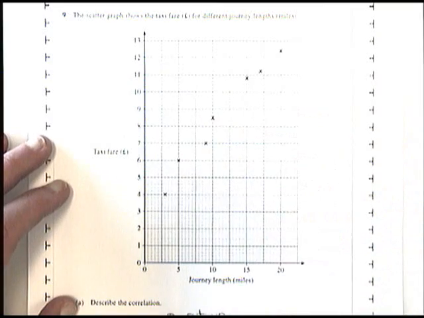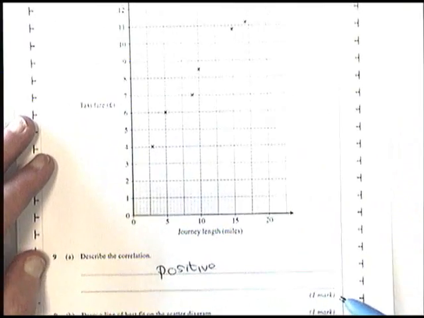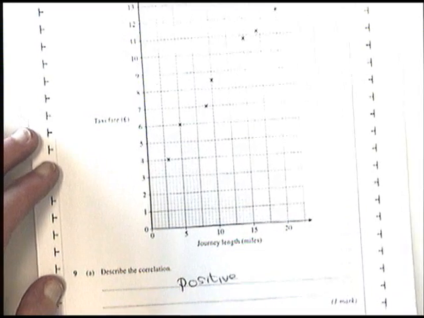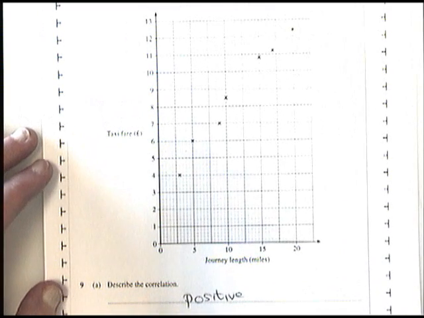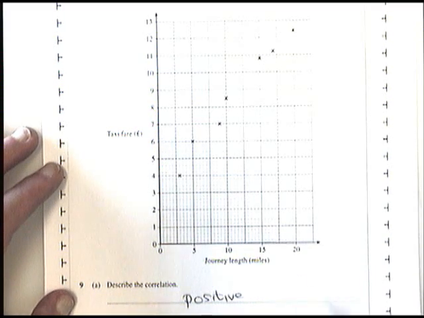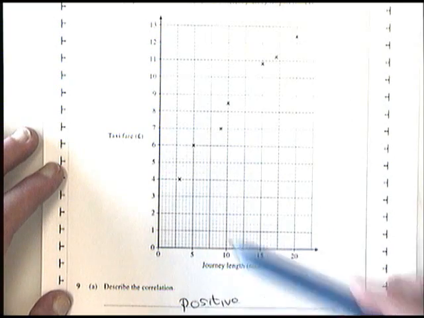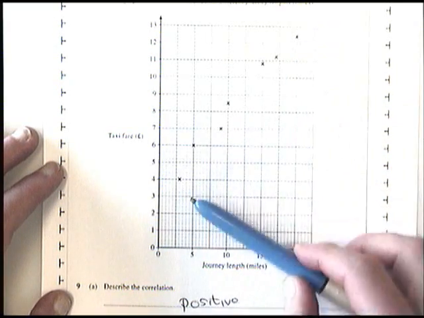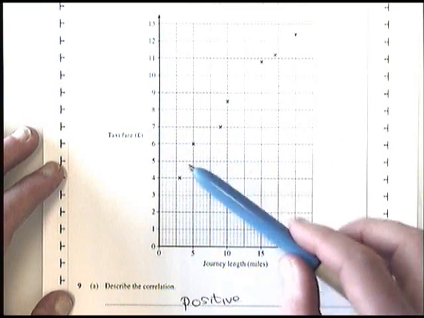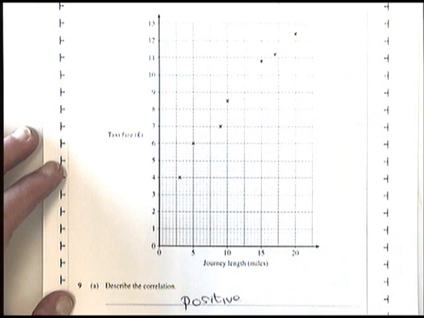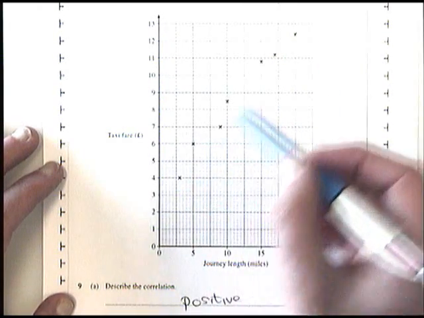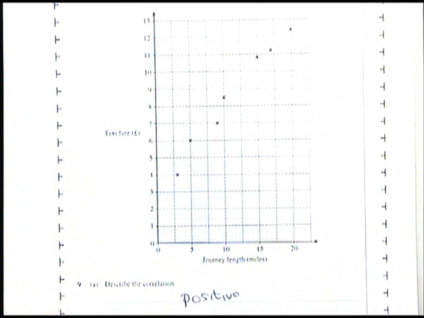Downhill, write negative. If it's a 2 mark question, then they might also want you to describe it as weak or strong. If it's weak, there's not much of a pattern there. If it's strong, they're in a straight line almost. So if it was a 2 mark question, I could call it strong positive correlation, because they are actually quite close to a straight line.